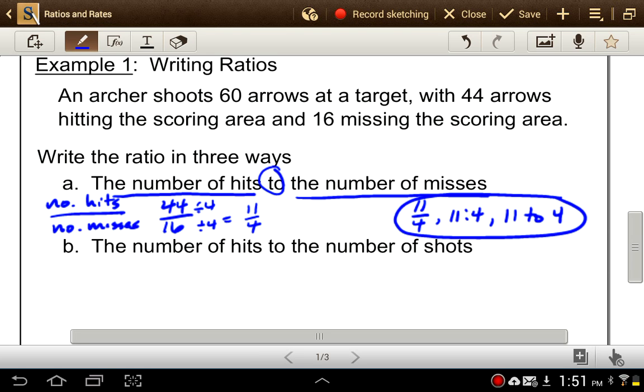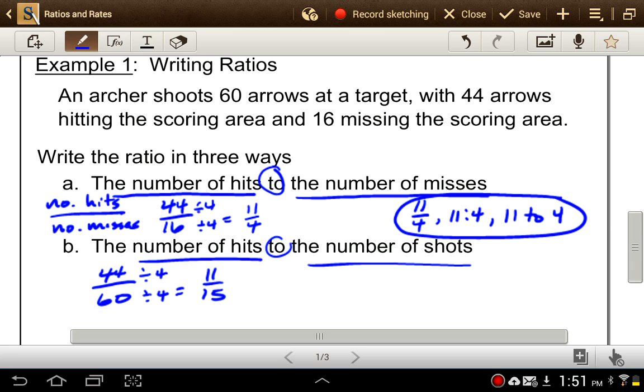I'm going to do the same thing with my next question. So it's number of hits, to, my transition word, number of shots. So that's going to be 44 to 60. Again, they can both be divided by 4. So that's going to give me 11 to 15. So I'm going to write it my three ways. As a fraction, with the colon, or with the word to. And those are how I write those three different ways.